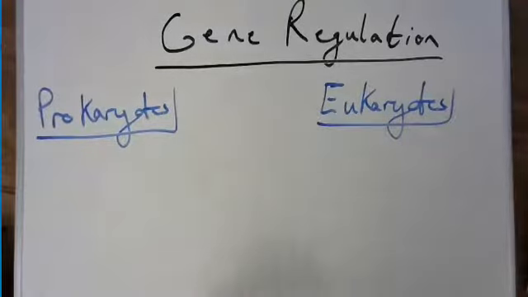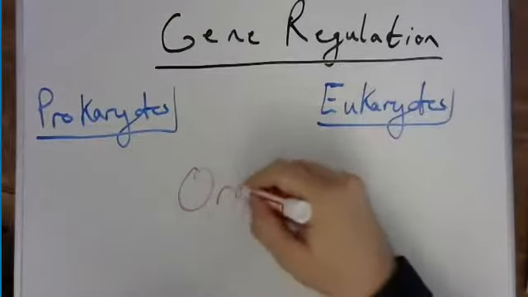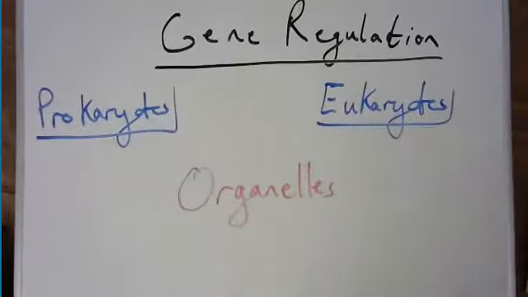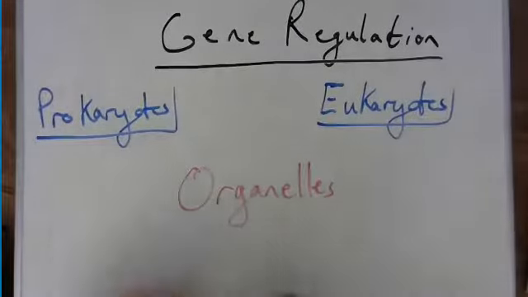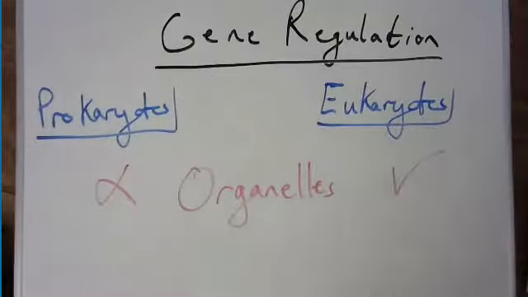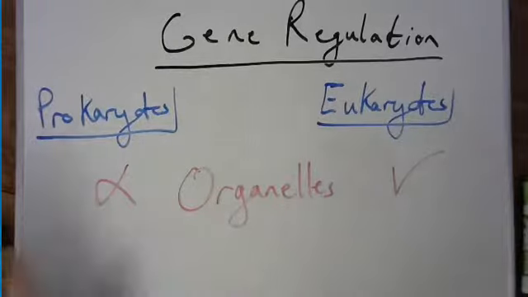Prokaryotes and eukaryotes. What is the main difference between those two? And I can hear you scream, organelles. Yes, it is a main difference. Prokaryotes don't have them. Eukaryotes do have them. And that's what leads to the main difference in gene regulation. Think about it for a second.